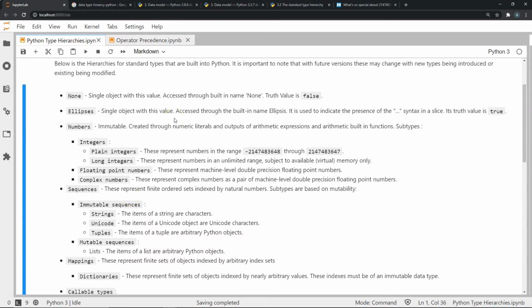Then we have mutable sequences, and there is only one. Currently, there is only one built-in mutable sequence in Python, and that is lists. Lists are also a collection of arbitrary Python objects.